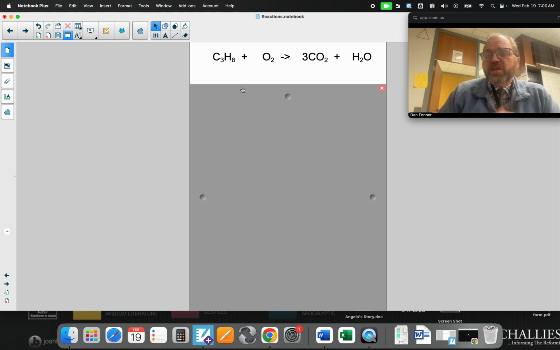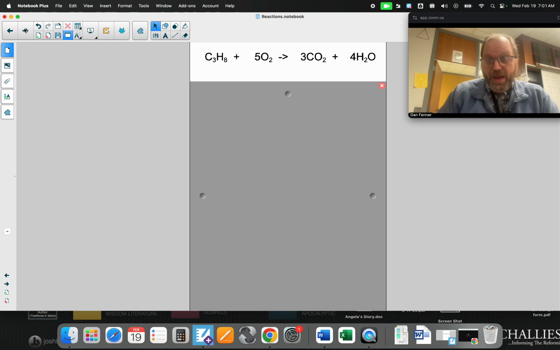Now we don't have any other nonmetals except for hydrogen and oxygen. So balance hydrogens. I have 8 and I have 2. So what number times 2 is 8? That would be 4. Now we check our oxygens. I have 2 on the reactant side. On the product side, I have 3 times 2, that's 6, and 4 times 1, which is 4. 6 plus 4, that's 10. So what times 2 is 10? That would be 5. That reaction is balanced.